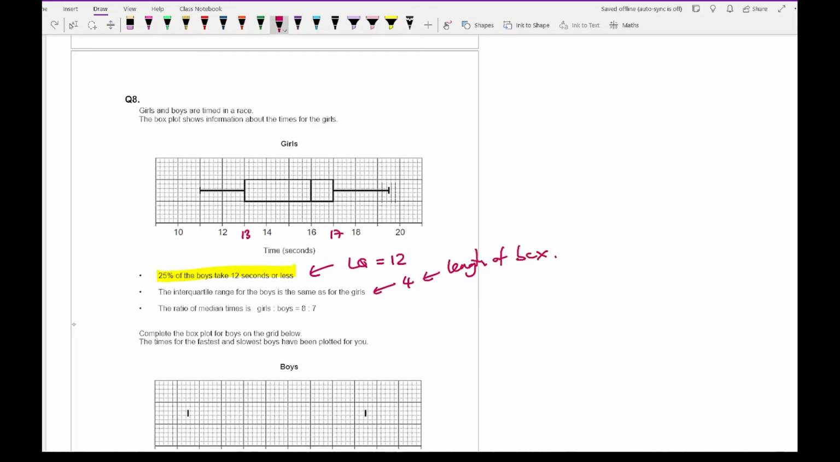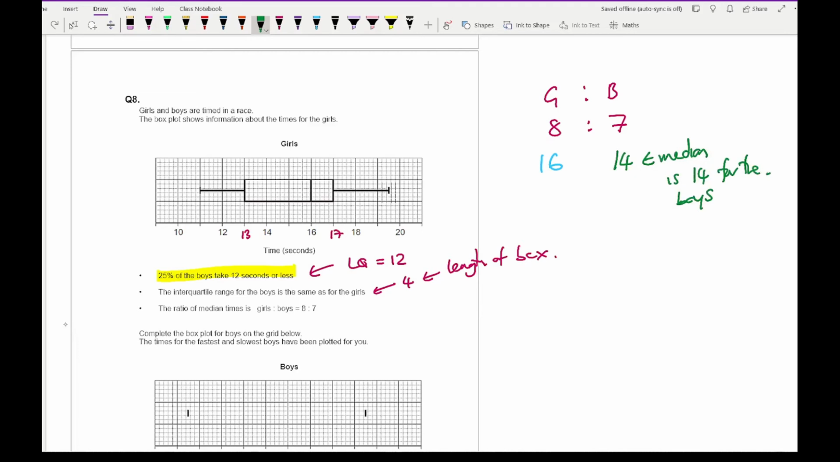And then the ratio for the median time for the girls to the boys is 8 to 7. So if I just write down girls and boys, and the ratio is 8 to 7, then from this we know that the median for the girls is 16. Let's just use that different color. And as you can see, comparing this, that means the median for the boys is going to be 14. So the median is 14 for the boys.